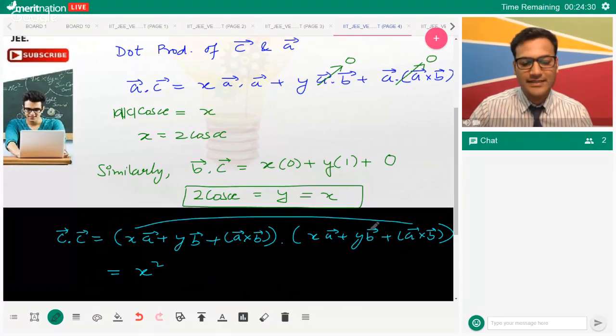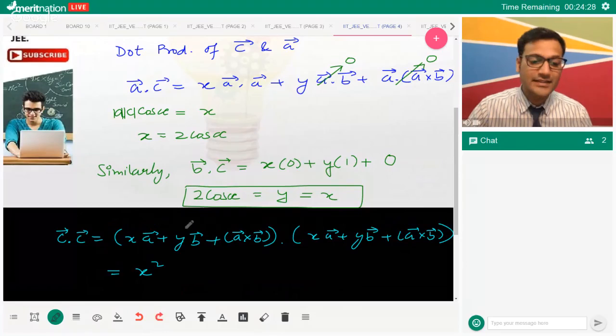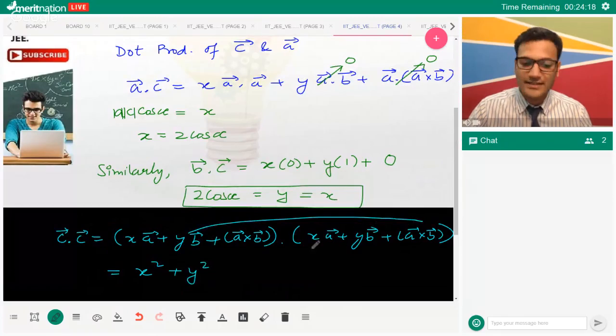If I'm multiplying this and this, A and A are parallel vectors. Again, this will be equal to 0. This into this, A dot B equal to 0. This into this will give me y squared. B dot B is basically 1. We know about it, y squared. And this, when multiplied by this, again 0. Similarly, this multiplied by this will be 0 because A and A are parallel vectors.